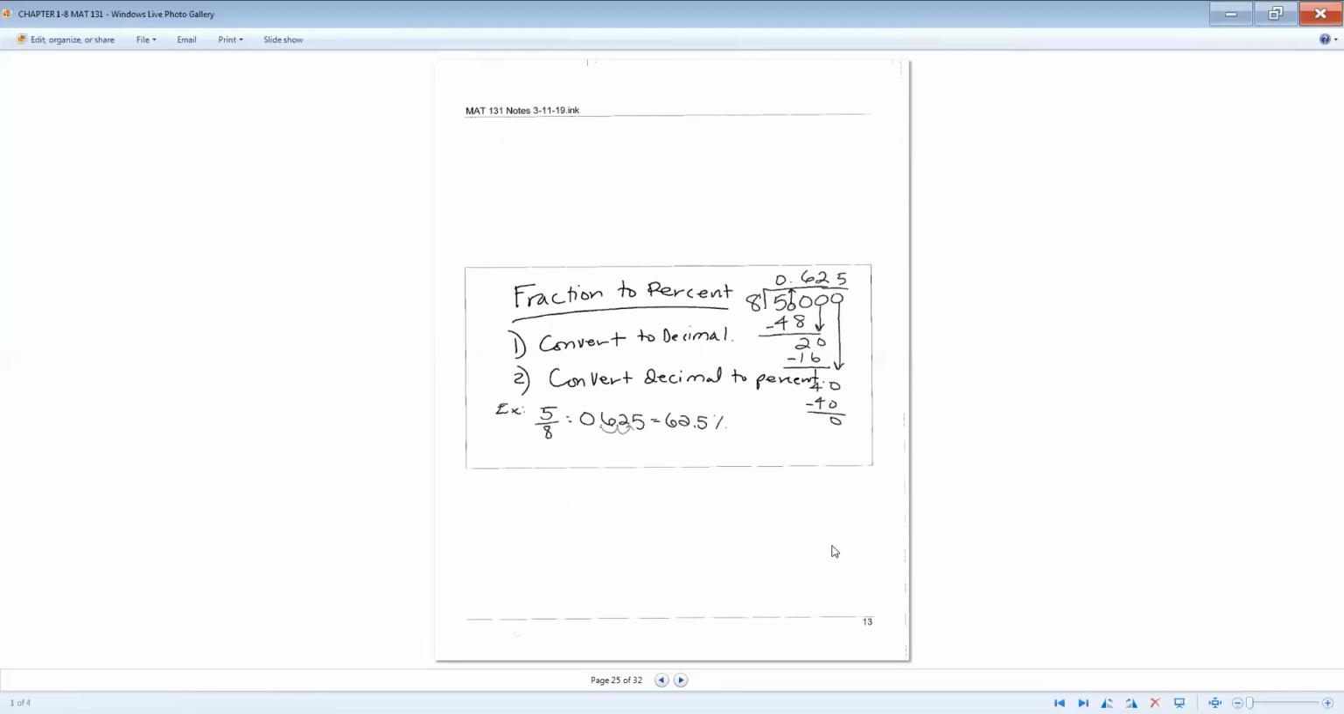All right, fraction to percent. Convert your fraction to a decimal by division, then convert your decimal to percent. So if I have 5/8, you don't necessarily have to do long division. You can throw it in the calculator. I think someone asked me about the long division process, and that's why I went ahead and did it here. 5 divided by 8 is 0.625, and then move your decimal 2 places to the right, like we mentioned before, that's 62.5%. So once again, just convert your fraction to a decimal by division, and then move your decimal 2 places to the right.